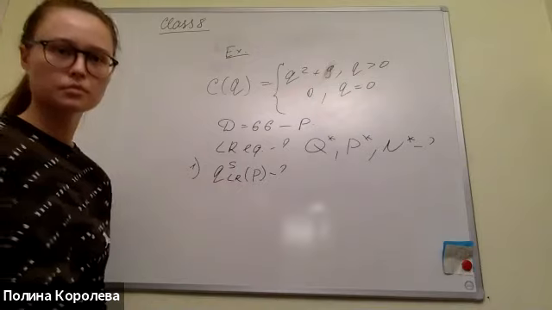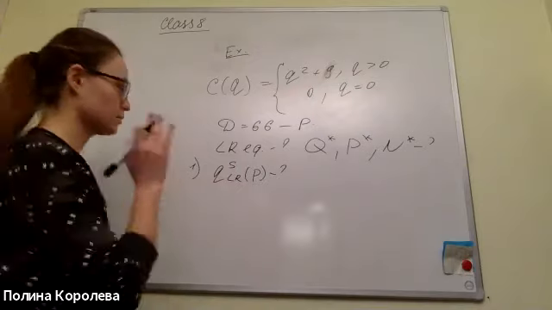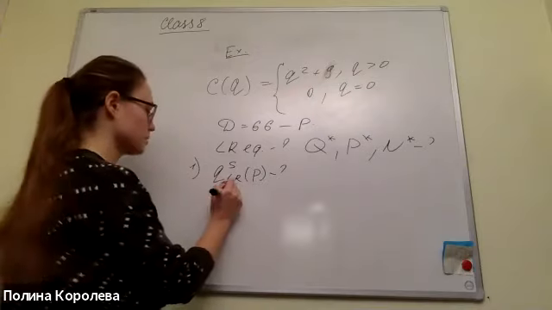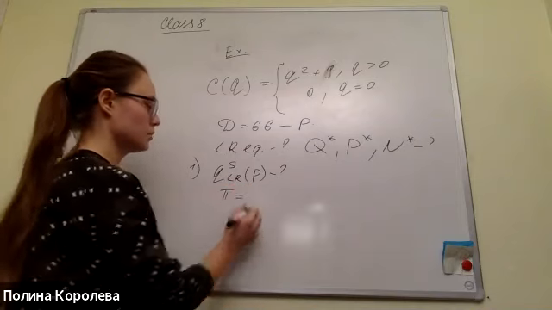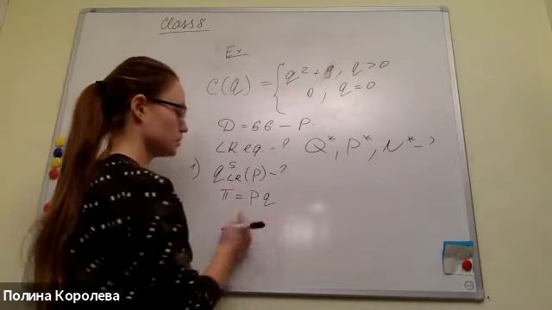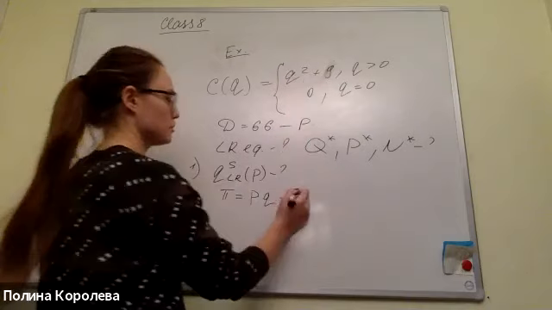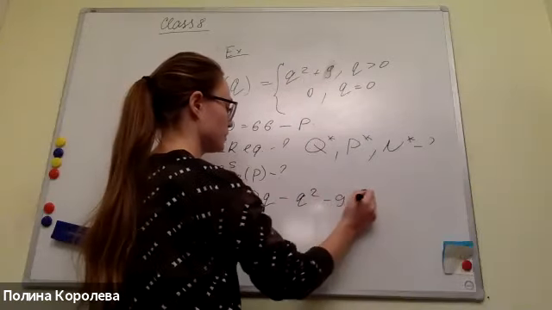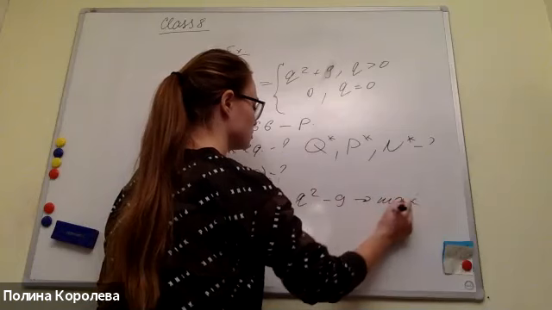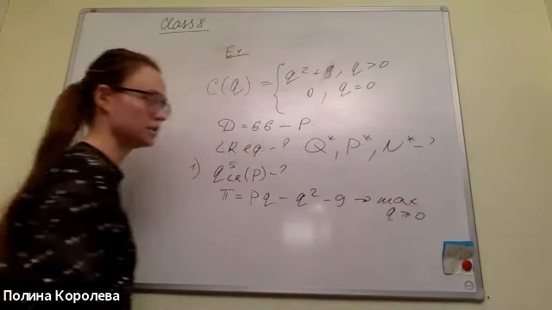How do we do it? Four steps. First of all, write down the profit maximization program. It's price multiplied by quantity, total revenue, minus total costs, minus q square minus 9. This we should maximize by choosing quantity greater or equal than 0.